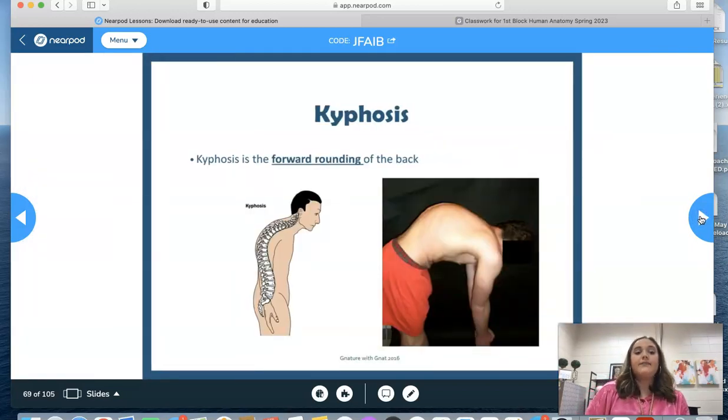Kyphosis. So kyphosis is the forward rounding of the back. You can see in the pictures, his back rounds forward. Same for this one. The spine is rounding forward. An example of kyphosis: older people, feeble people, you can see them and they'll be hunched forward. That is kyphosis, the forward rounding of the back.